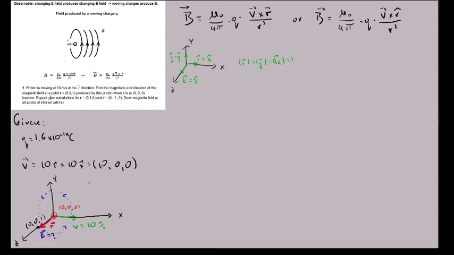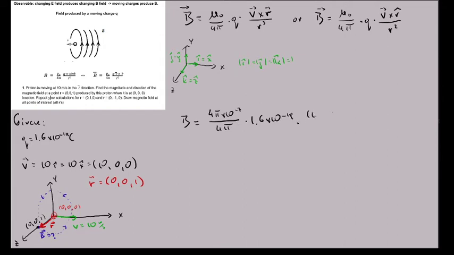That vector r is, well, in this specific case, this is easy, right? This is just 0, 0, 1. And so to solve the problem, what I'll do is the following. I'm going to substitute for mu naught 4 pi times 10 to the negative 7th divided by 4 pi times q, which is 1.6 times 10 to the minus 19th times v cross r.